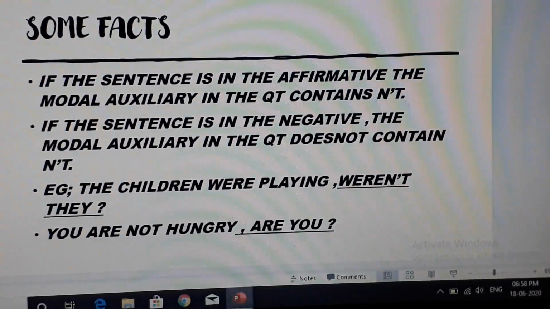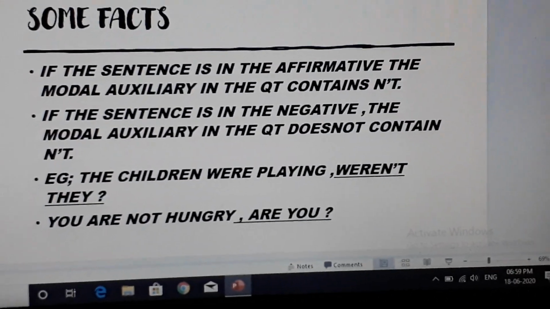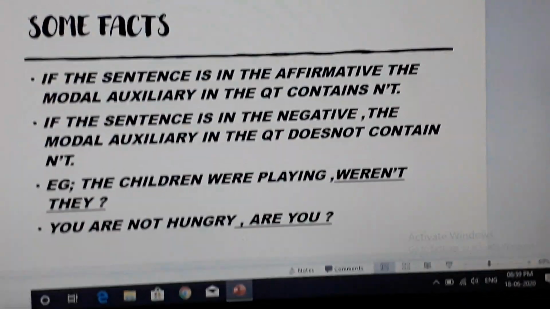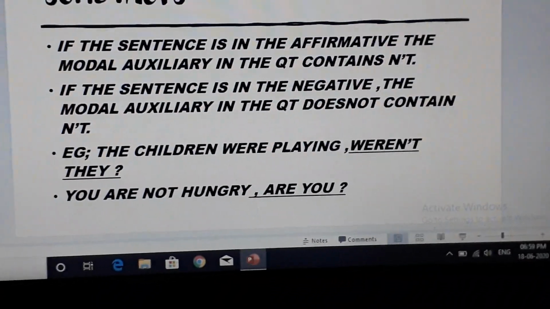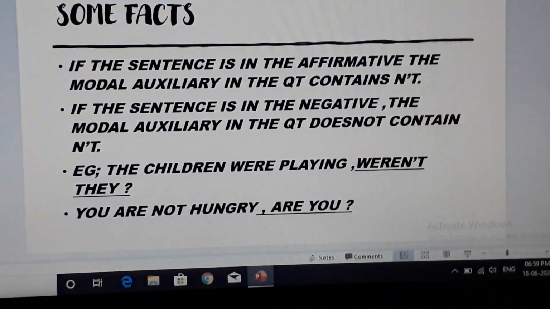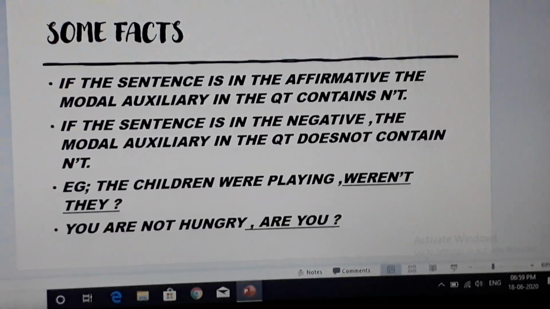Example, the children were playing. Weren't they? The sentence is positive. So I have made the modal auxiliary were negative, weren't. You are not hungry. The sentence is negative. So I have removed the negative word not and my question tag will become are you.